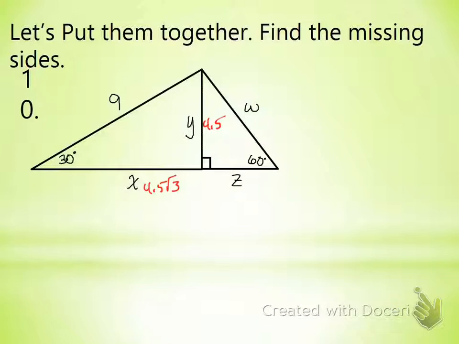On the right-hand triangle for W and Z, the 4.5 is the long leg. So I've got to divide it by radical 3 to get to the short leg. Rationalize it, and you get 4.5 radical 3 over 3, which you can actually divide the 4.5 and the 3 out and get 1.5 radical 3. So Z is 1.5 radical 3. And that's the short leg.